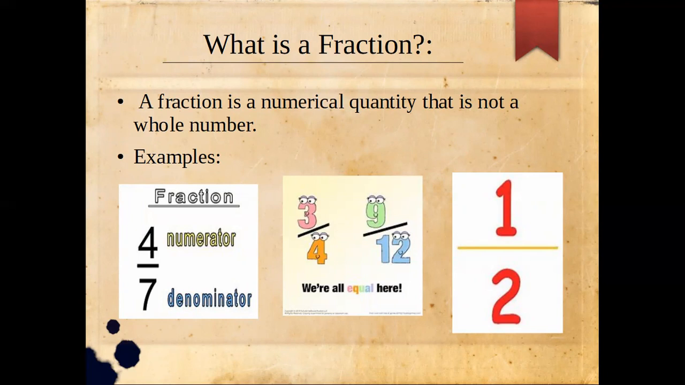We've got 4 sevenths, and on the picture you can see that 4 is called the numerator, the top number, and the bottom number is the denominator, so that's 7. Then on the next picture, you should see 3/4 and 9/12. They are equal because both those fractions are equal to the same thing, and we'll look at that when we're cancelling down fractions. Then we've got 1/2. So those are some examples of fractions.